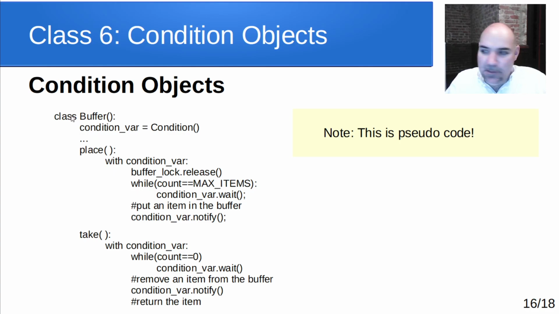And so here's some pseudocode that goes along with that. So you'll notice we have this, and again, this is not valid Python. This is just pseudocode. But here's what we do. Instead of a lock, we make a condition object. And now that condition object, we put it in a with block.